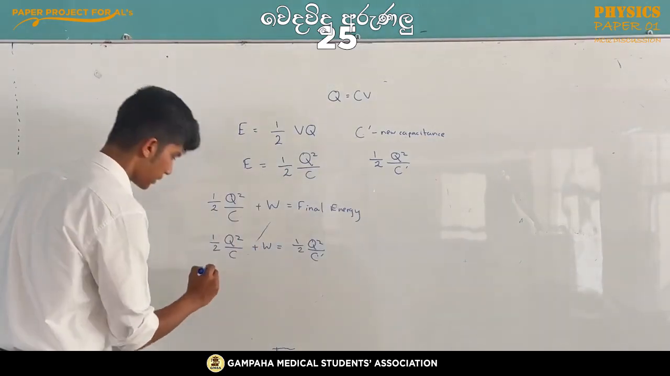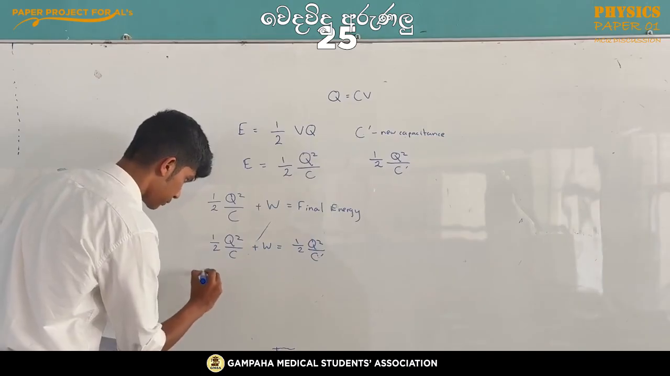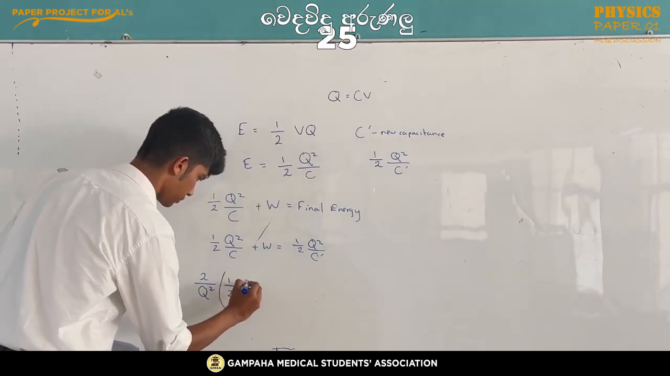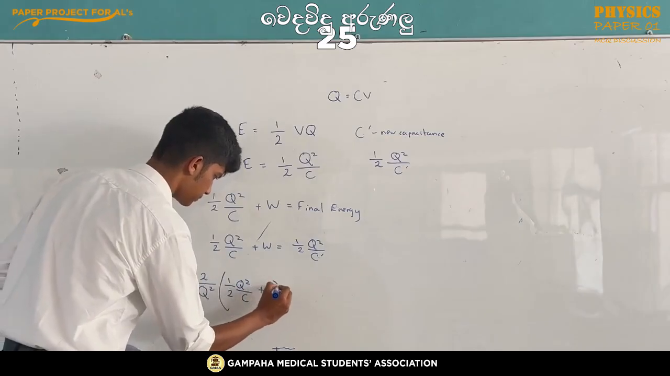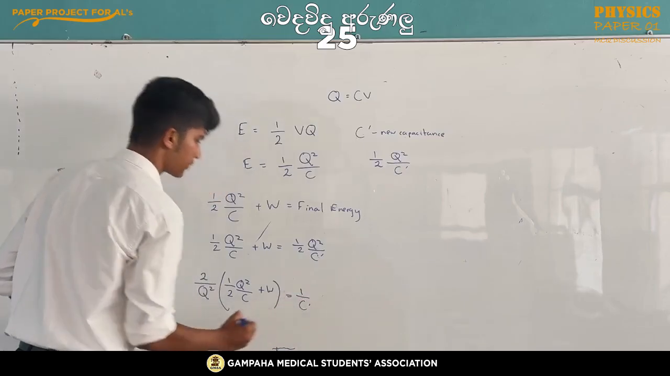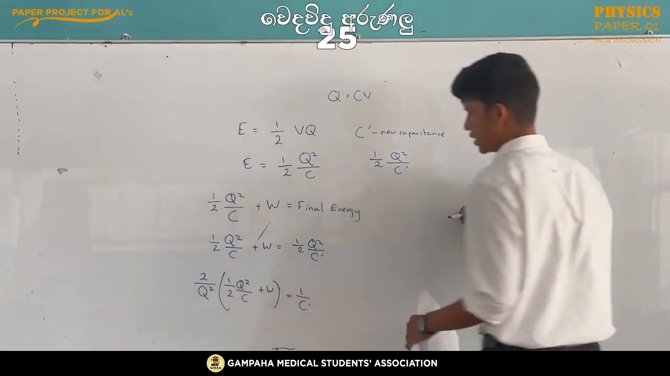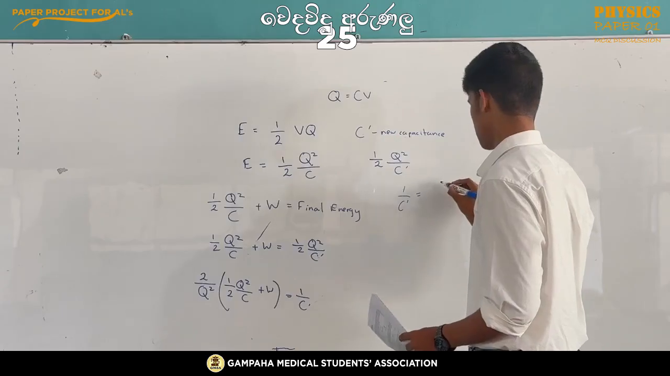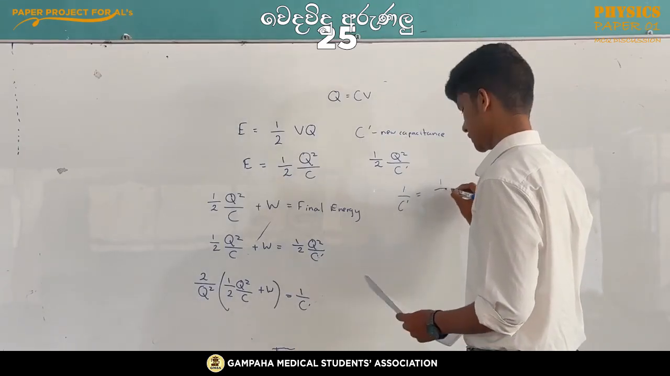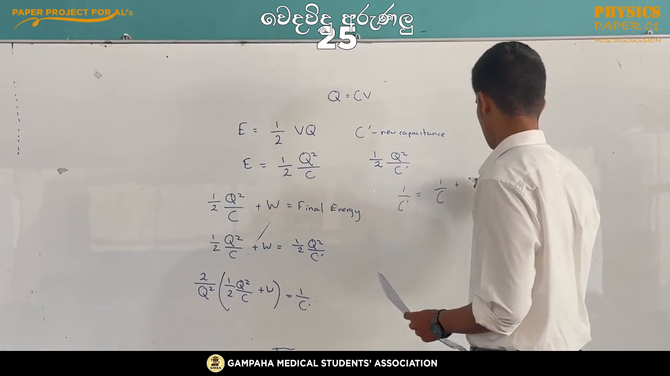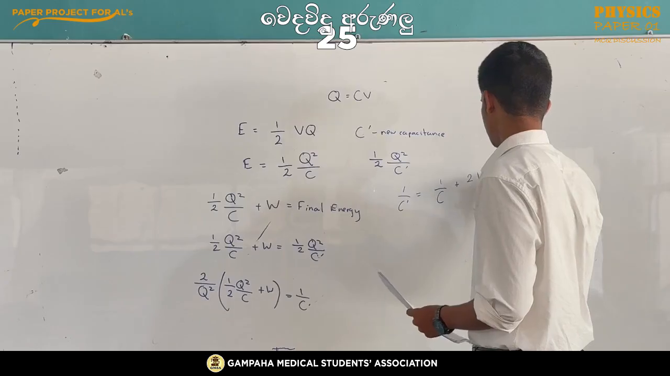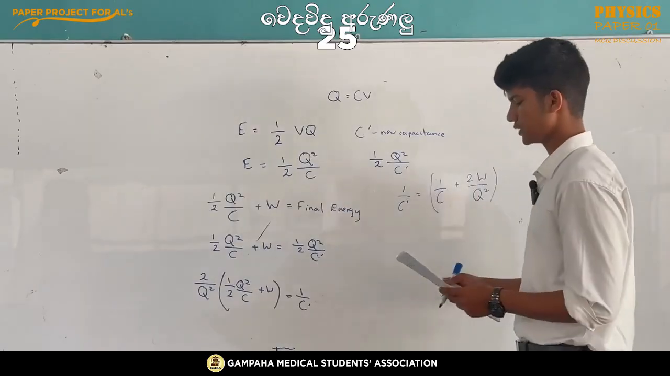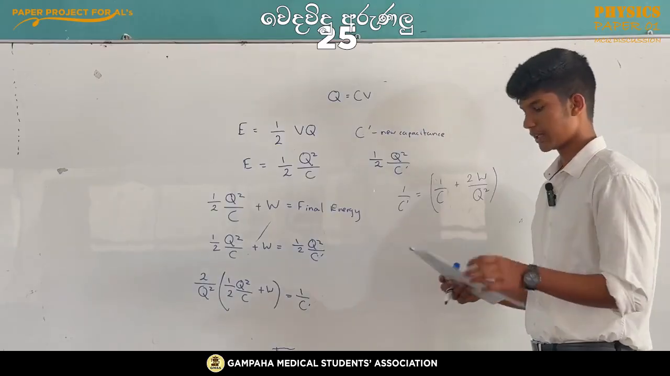So when moving them, 2 over Q squared multiplied by half Q squared over C plus W equals 1 over C dash. Now 1 over C dash is equal to 1 over C plus 2W over Q squared. Then the final answer is the fourth one. The fourth answer is the correct answer.